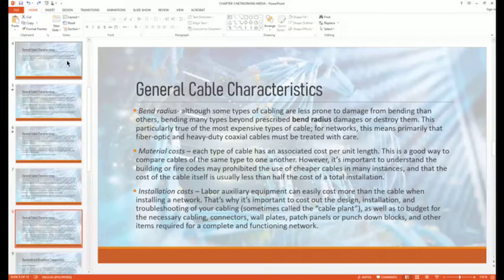Labor and auxiliary equipment can easily cost more than the cable when installing a network. That's why it's important to cost out the design, installation, and troubleshooting for cabling, sometimes called the cable plant, as well as to budget for the necessary cabling, connectors, wall plates, patch panels, or punch down blocks, and other items required for a completely functional network.